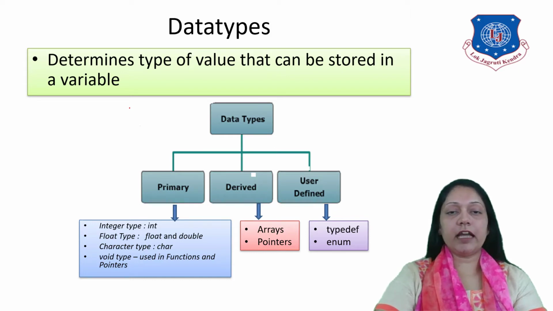The next one is user-defined data type. They are of two types. One is typedef and another is enum. So let's see some more details about primary and user-defined data type.